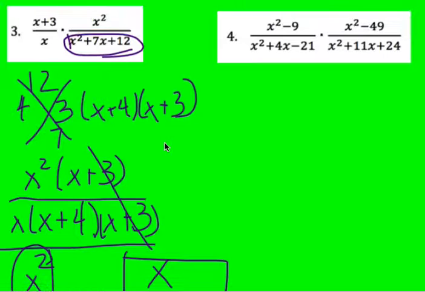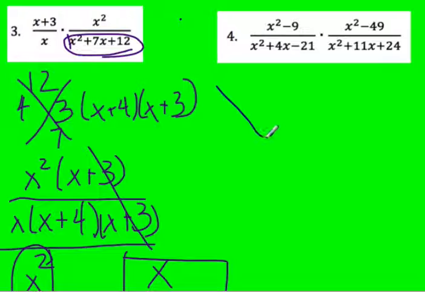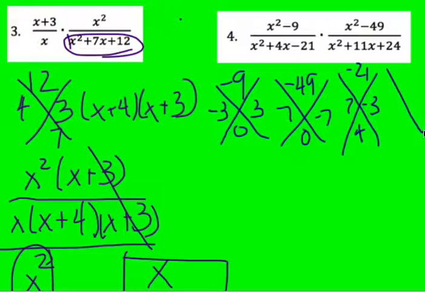So let's go ahead and take a look at number 4. Now, number 4 is going to require a lot of factoring. In fact, we have to factor every single thing. So let's do the top first. So we're going to multiply to negative 9, add to 0. That's going to be negative 3 and positive 3. Then, for the other top, multiplying to negative 49, adding to 0. That's going to be 7 and negative 7. For the bottom, multiplying to negative 21, adding to 4, positive 7, negative 3. And finally, multiplying to 24, adding to 11, positive 8, positive 3.